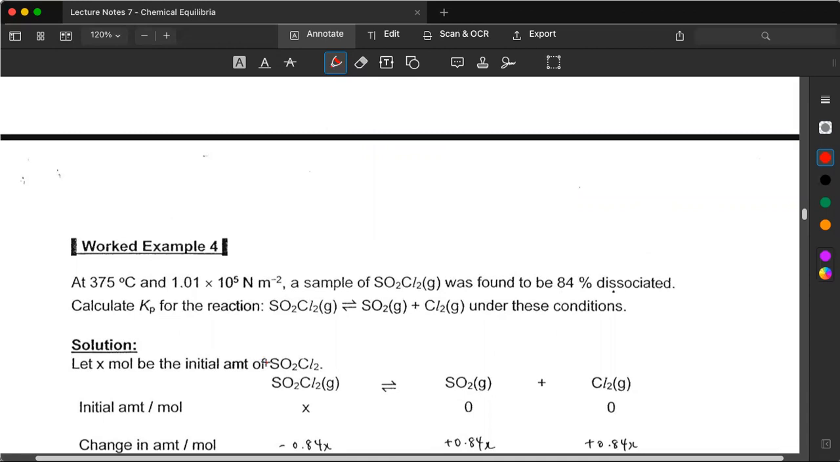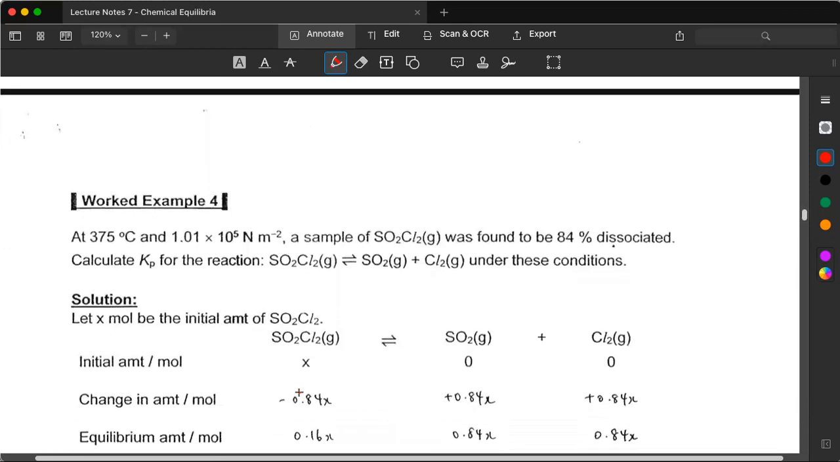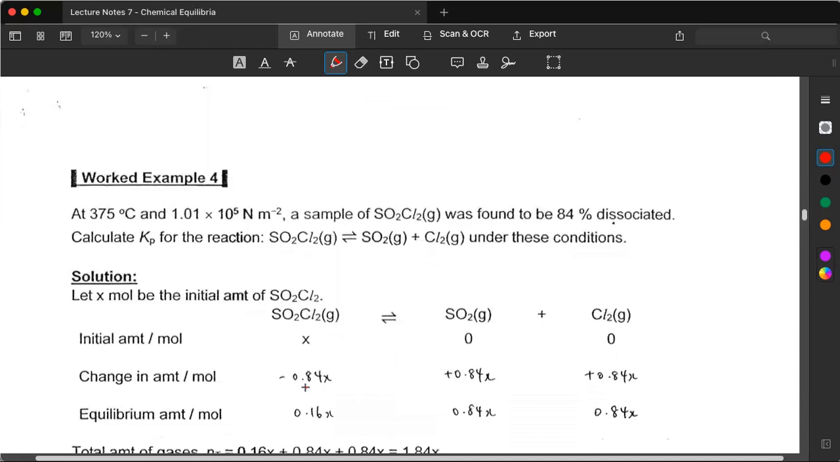So ICE, you let X be the mole of the initial amount, because I don't even know what it is at the start. Then I know that it's 84% dissociated, which means minus 0.84, same mole ratio. This one is plus 0.84, plus 0.84. Then at equilibrium, you have 0.16.